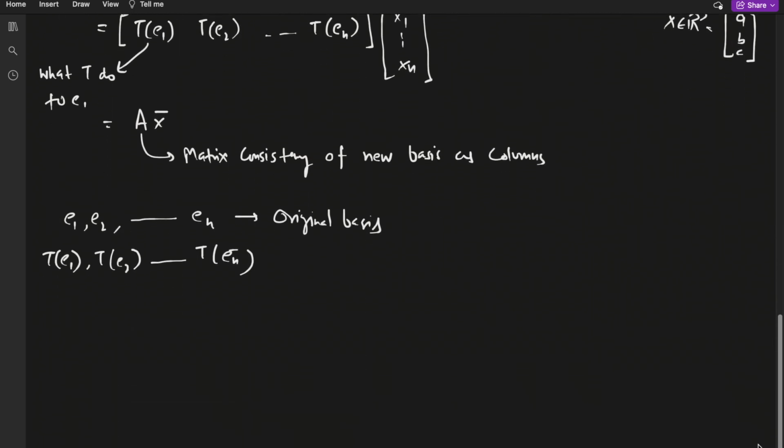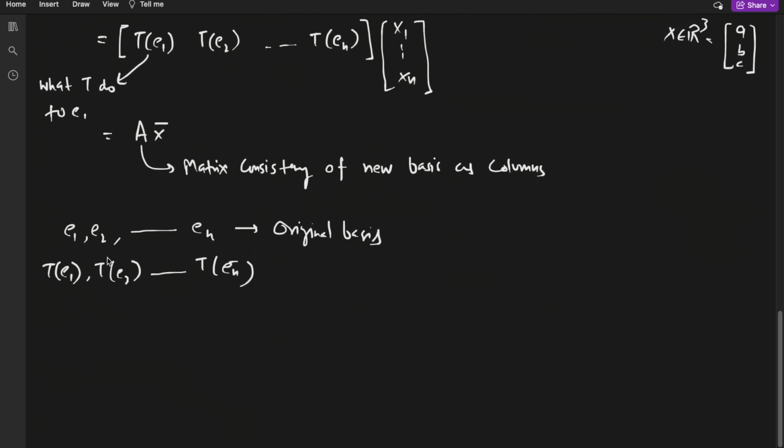So these are the original bases. Then we apply the transformation T, so this becomes the new transformed basis, right? And matrix A is nothing but the collection of these transformed bases as columns. I will give you an example to make things more clear.